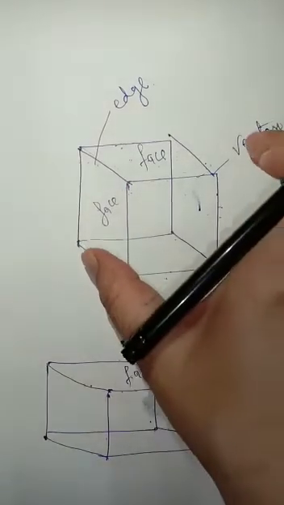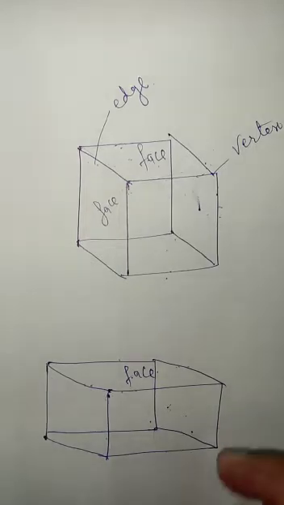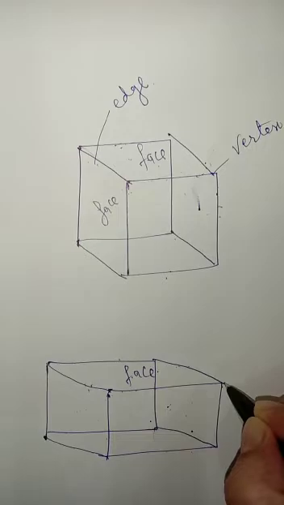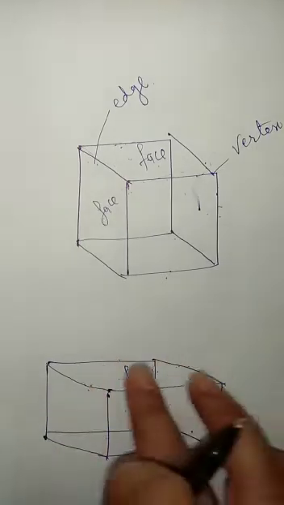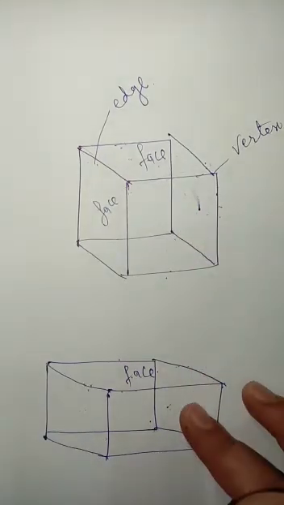So the same is the case with the cuboid as well. Here also this is the edge and this one is the vertex. So there are so many edges, so many vertices and so many faces in the case of a cube and a cuboid.